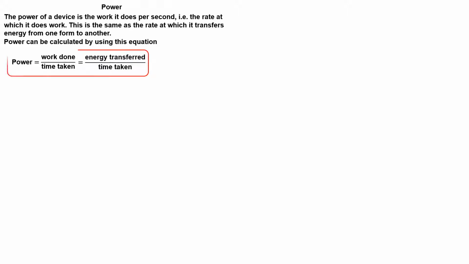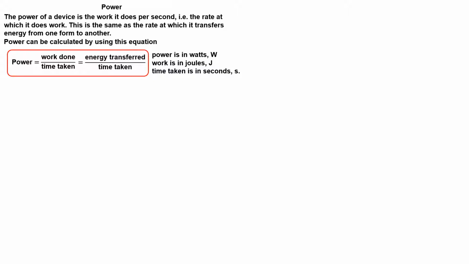Power can be calculated by using this equation. Power is work done over time taken, or energy transferred over time taken. Power is in watts, work is in joules, time taken is in seconds.